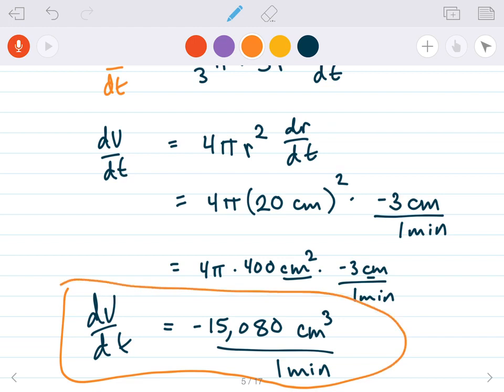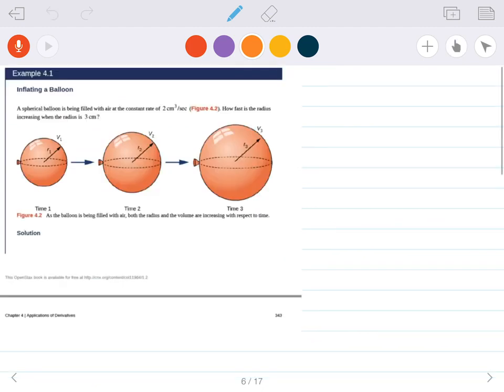And the reason I left the units in here was to show you that, with volume, we're always going to get an exponent of 3 when we're looking for the change in volume. Okay, let's do another one. And I encourage you guys to pause this video and see if you can do it yourself. Because, like I said, these take practice.